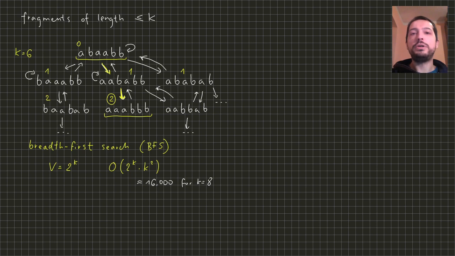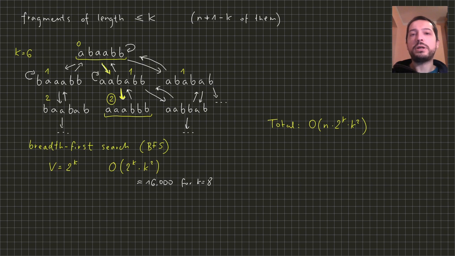But remember that we need to repeat the search for a shortest path for every fragment in the string. We have n+1 minus k such fragments, therefore the total time complexity of the algorithm will be n times 2 to the power of k times k squared. And since n can be as big as 10 to the 5, this complexity is too big.